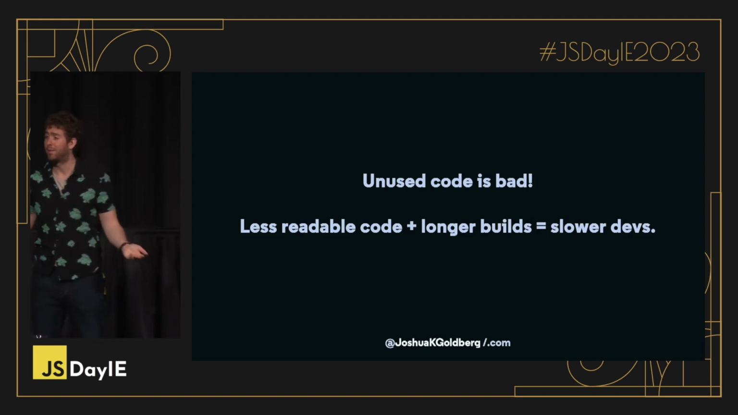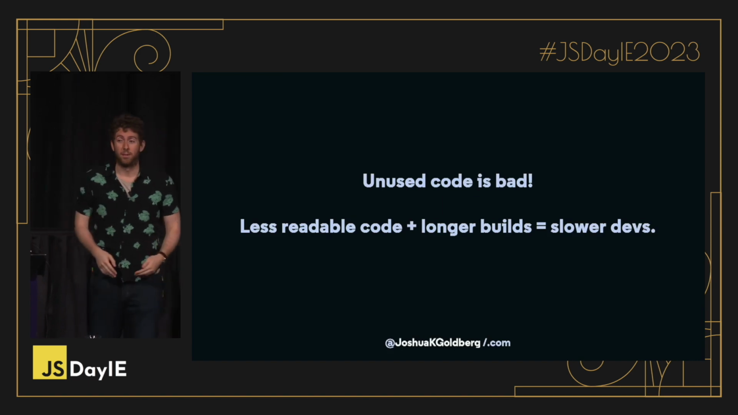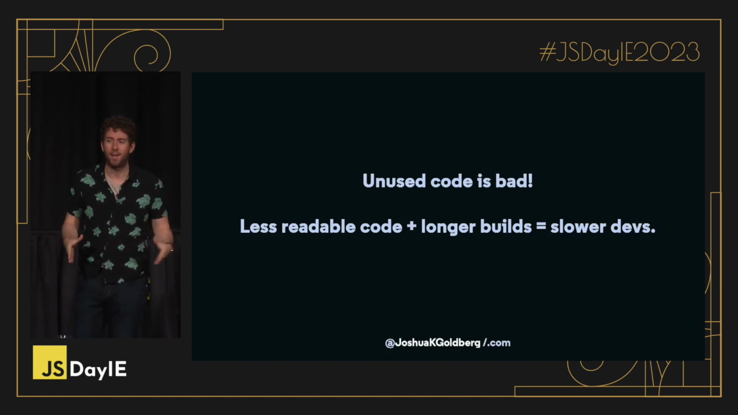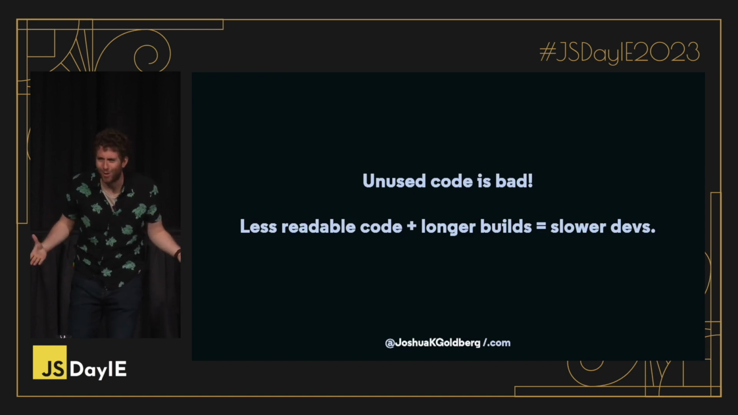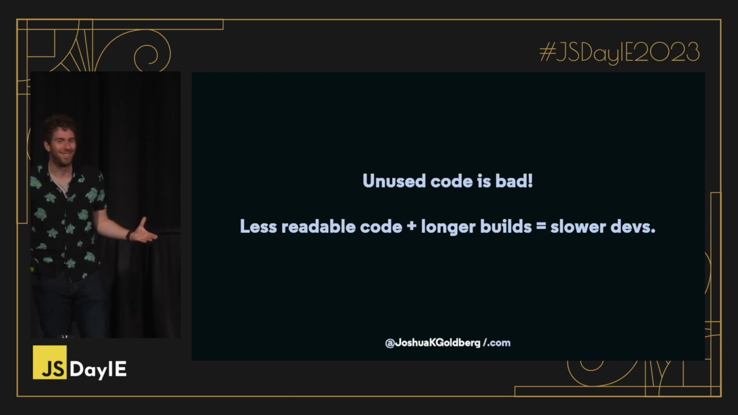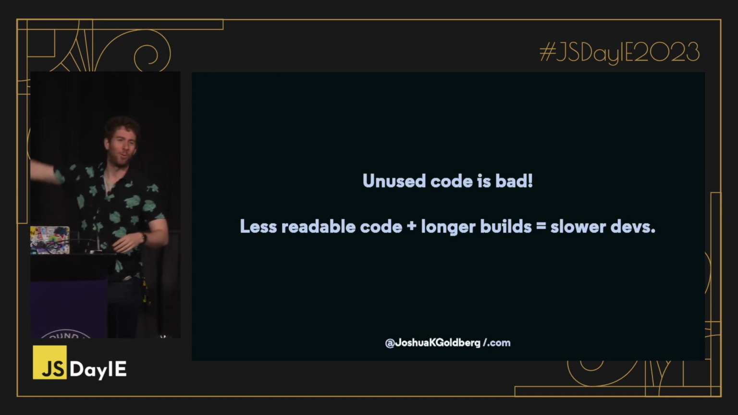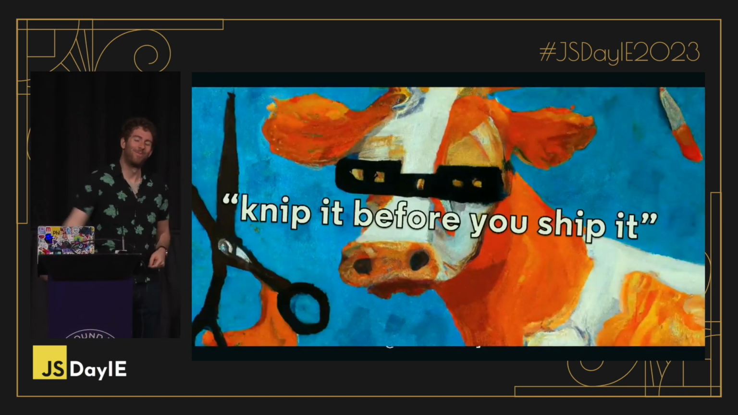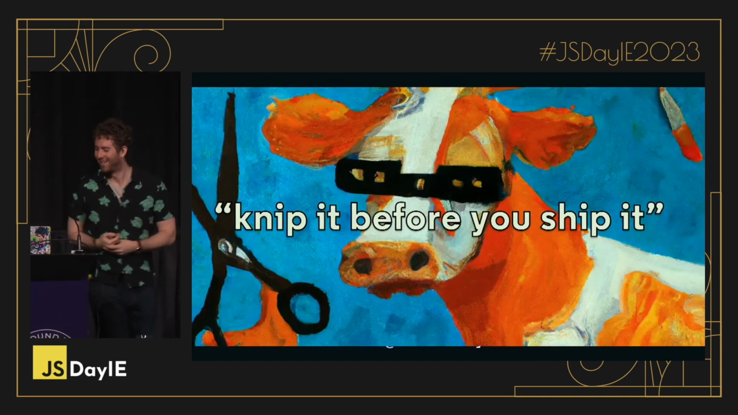And they also slow down your builds. I have actually seen multiple 100 megabytes of node module size from unused code. That's, whatever, hundreds of hours over the course of a month or a year in CI install times. Who here likes waiting for CI to pass? Yeah, no. So, as the README says, knip it before you ship it. Cool.